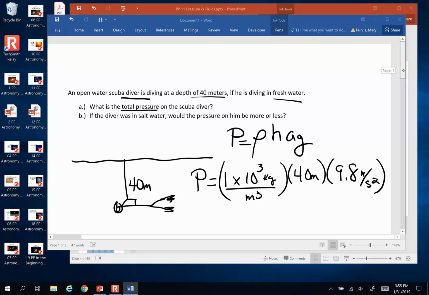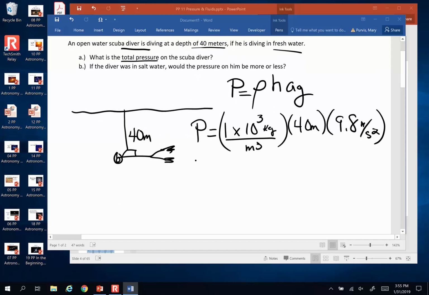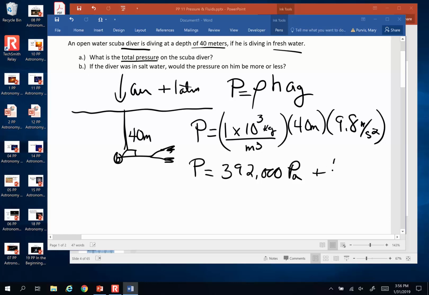So when we do the math, that is going to end up being a pressure of 392,000 pascals. Now that is the pressure caused by the water, but he's on planet Earth, and so the air is actually pushing down at our diver with 1 additional atmosphere. So add to that 1 atmosphere of pressure.